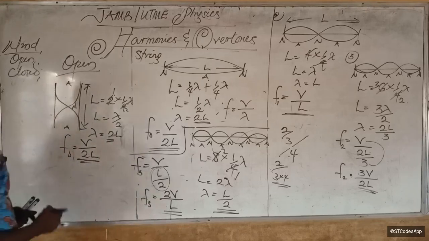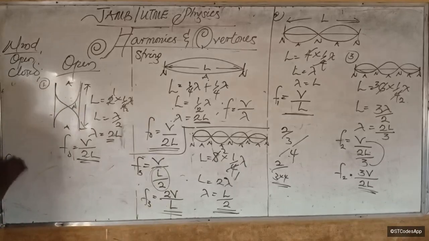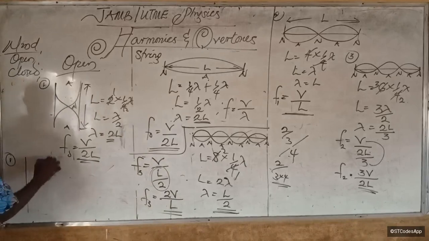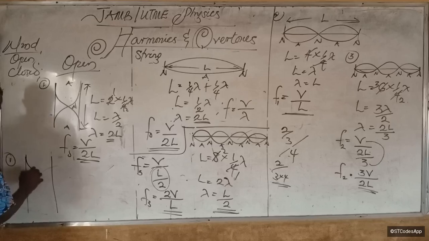Let's see if it will change in the next case. Let's see what will change. Now the next, so this is the first harmonic. The second harmonic will be this. We send down a vibration in this pipe, with something like this is what we get.